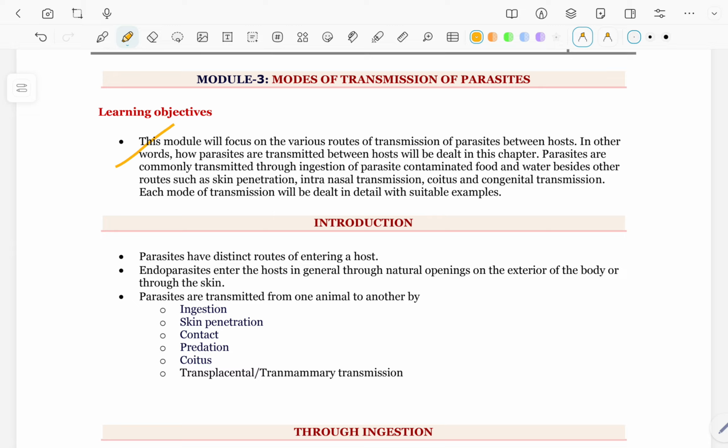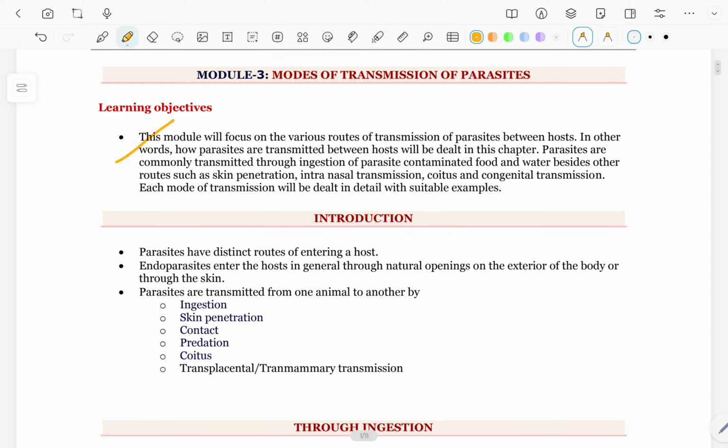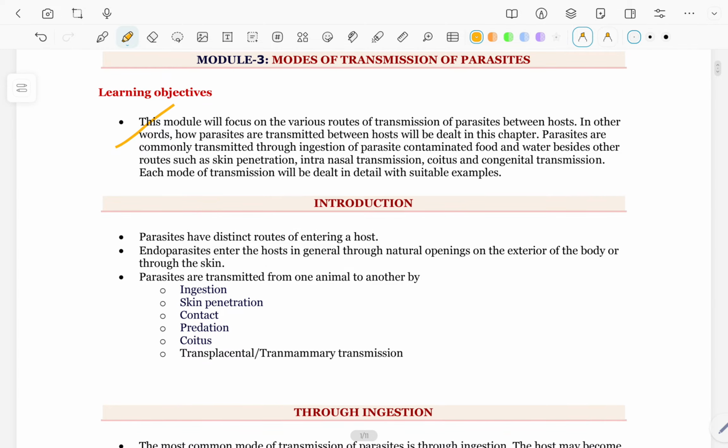This module will focus on the various routes of transmission of parasites between hosts. In other words, how parasites are transmitted between hosts will be dealt with in the chapter. Parasites are commonly transmitted through ingestion of parasite-contaminated food and water, besides other routes such as skin penetration, intranasal transmission, coitus, and congenital transmission. Each mode of transmission will be dealt with in detail with suitable examples.